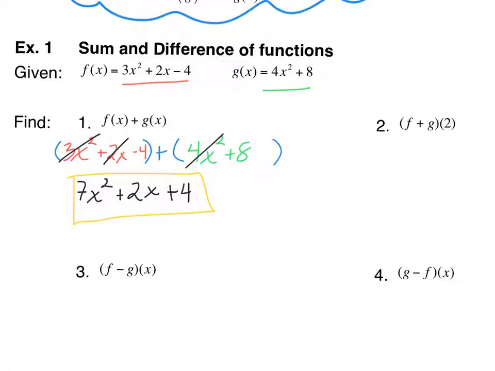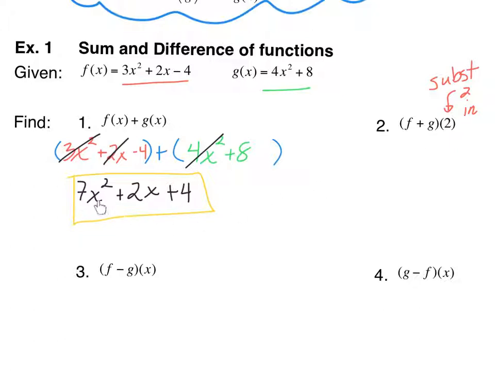All right. Now, the only difference between number 1 and number 2, these notations actually mean the same. We're still taking the f function and adding the g function to it. This does not mean to multiply this 2 into here at all. It doesn't mean multiplication at all. That means to substitute 2 into the sum. So you're going to substitute 2 into the sum of those two functions.